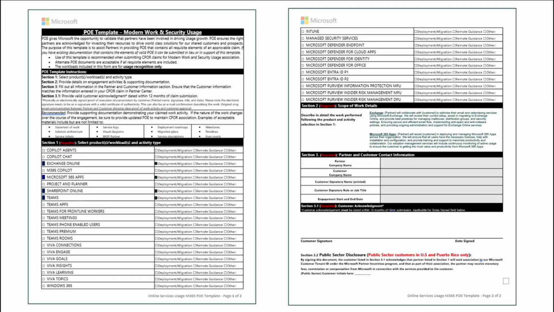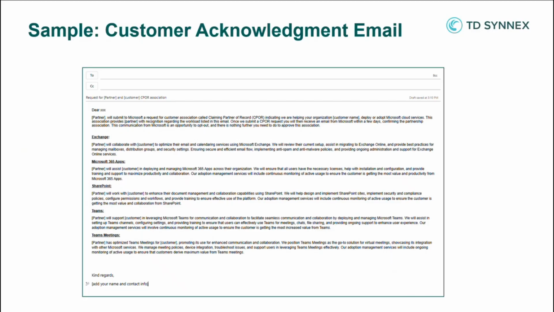Now, option 2 was when you were using an SOW and an email. So I don't have an example for you of an SOW. I'm sure you'll be able to grab one of those for any of your customers. But the customer acknowledgement email, it'll look like this or something like this. So basically the subject line, request for partner and customer CPOR association. You've got some wording up in here.